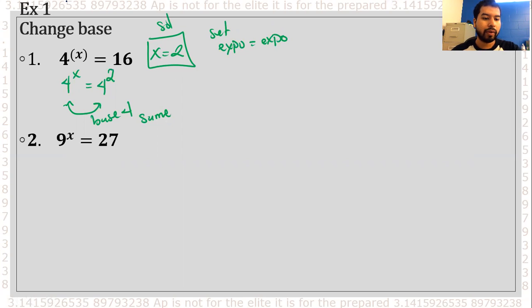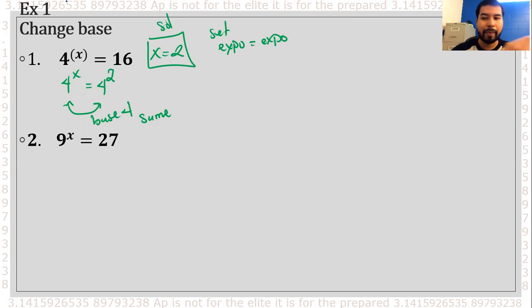Okay, now I have 9 to the x equals 27. So you're probably thinking to yourself, hey, I have no idea how to make a 9 multiply to itself to give me 27, because if I square it, it gives me 81. That's a good observation. So this is one of the cases where we couldn't. However, if we look at a base, at a factor they both might have.